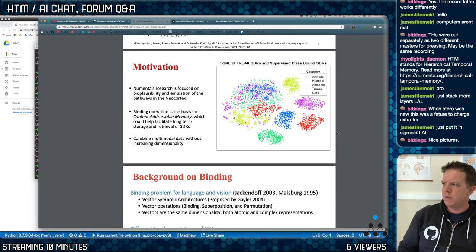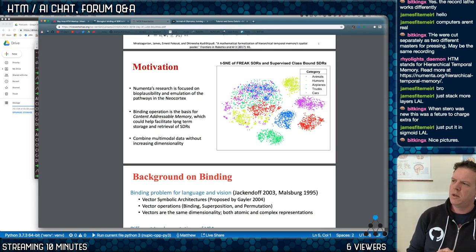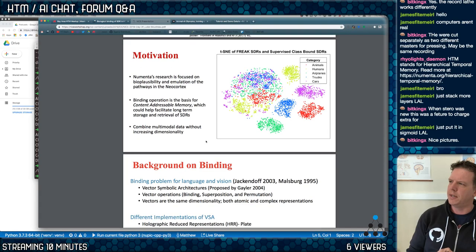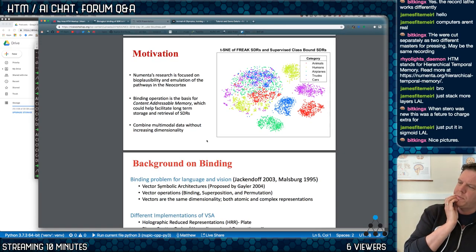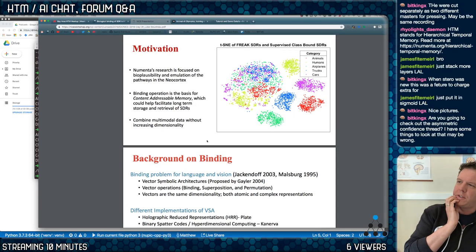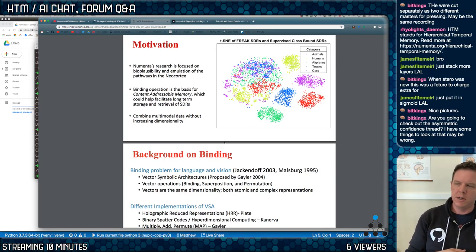Okay, motivation. Our research is focused on bioplausibility and emulation of the pathways in the neocortex. I would agree with that. Binding operation is the basis for content addressable memory, which could help facilitate long-term storage and retrieval. I think I've heard about this before, but not enough to define it. This must be his motivation, perhaps. Combine multimodal data without increasing dimensionality. Definitely. HTM is a way to do that for sure.